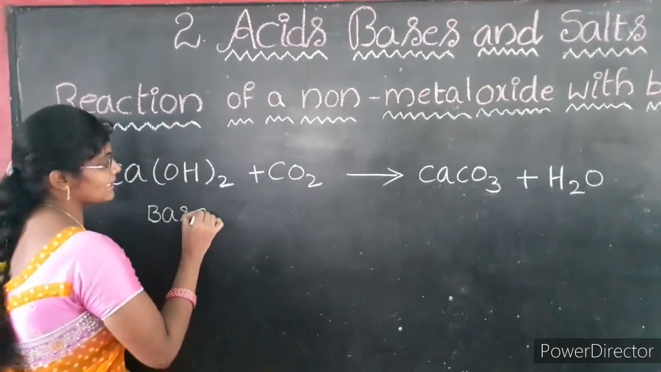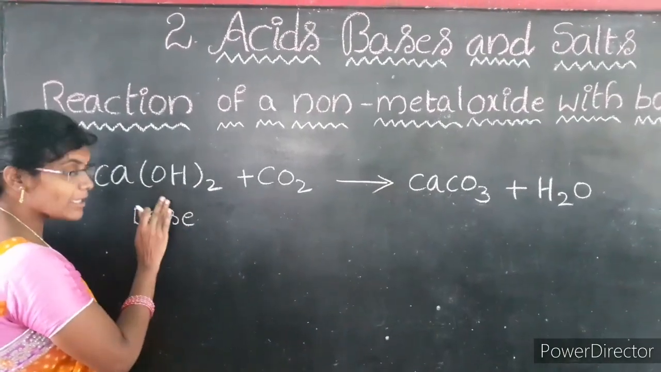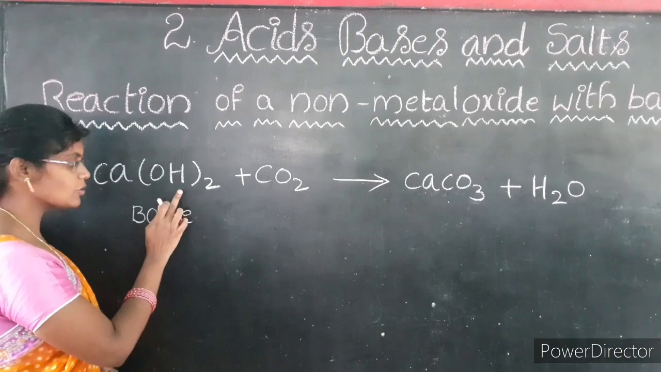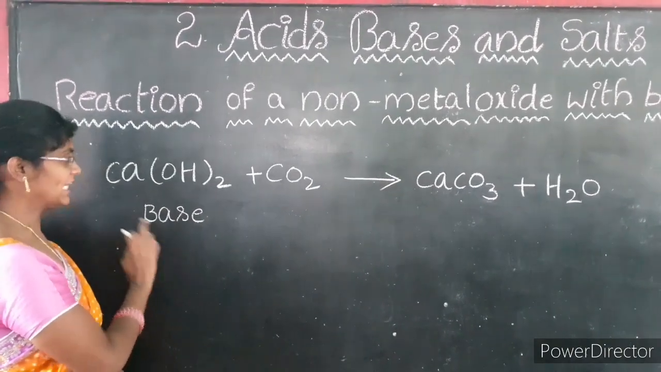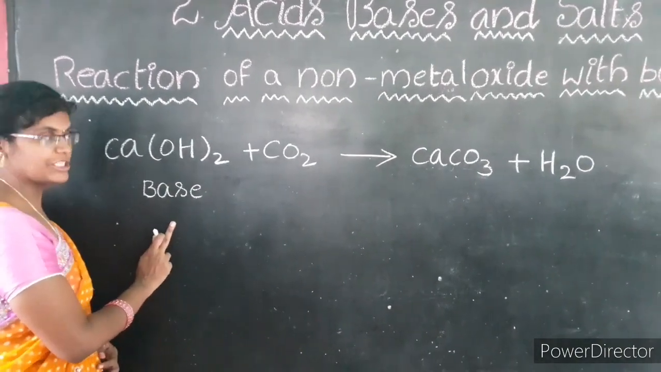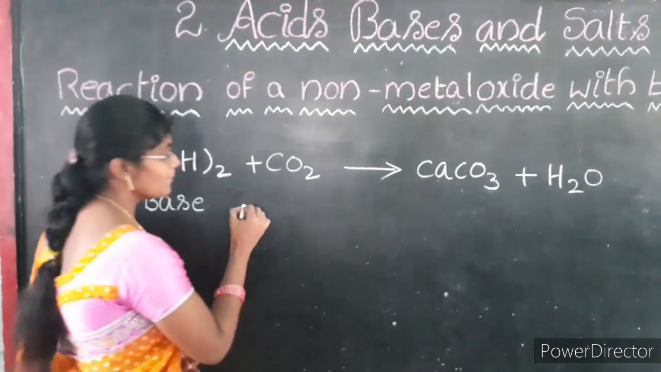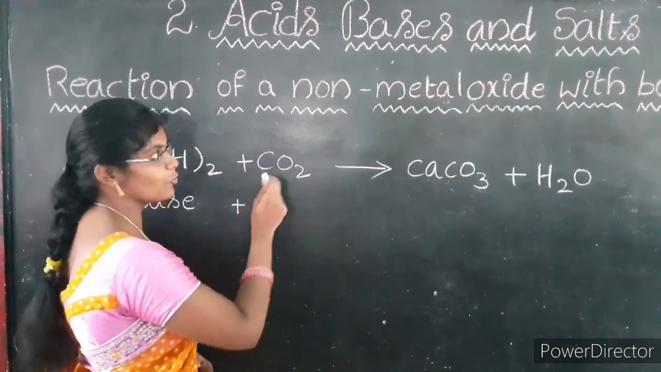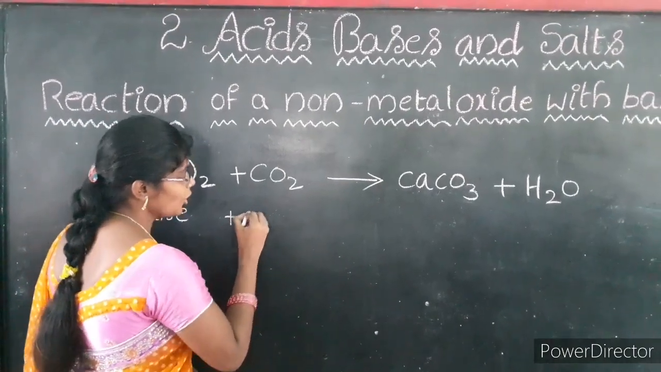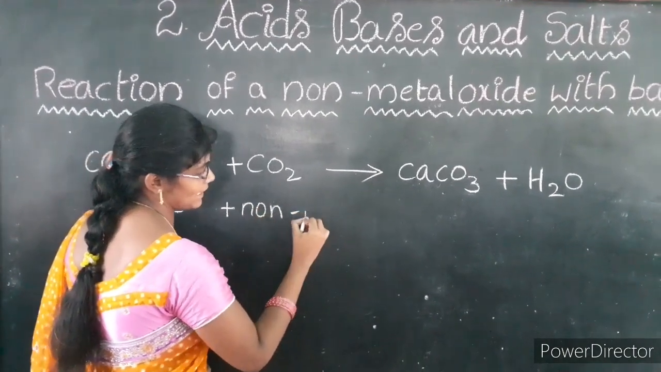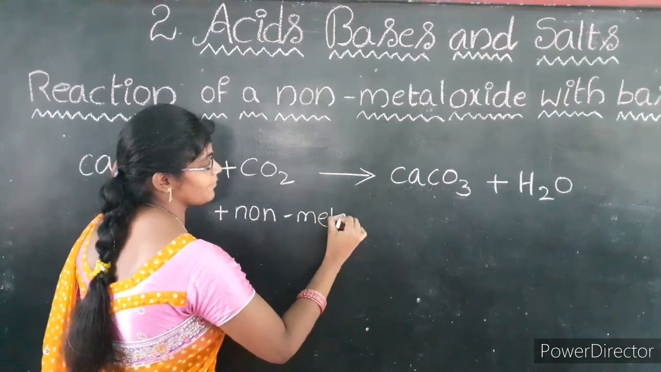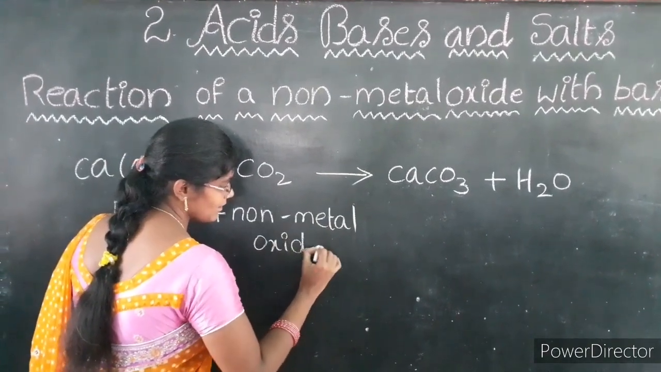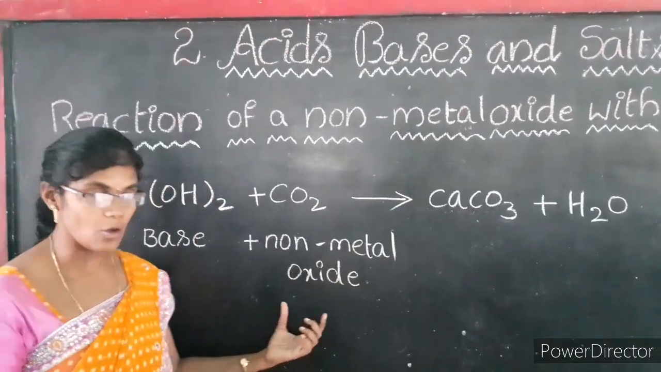Okay, children, here calcium hydroxide is base. Already I explained, all metal oxides, all metal hydroxides are basic in nature. So it contains basic nature. So this is a base. Plus carbon dioxide, already I explained before, carbon dioxide is a non-metal oxide.